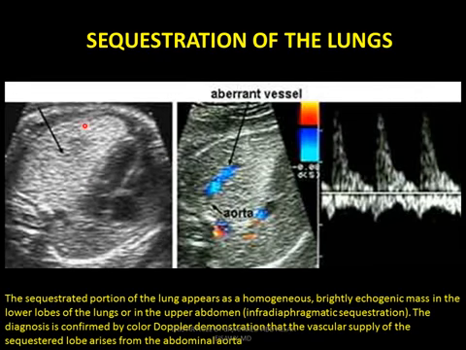Sequestration of the lung: echogenic solid homogeneous mass, no apparent systemic blood supply. Extralobar in the fetus: the sequestrated portion of the lung appears as a homogeneous brightly echogenic mass in the lower lobe of the lung, in the upper abdomen. Infradiaphragmatic sequestration. The diagnosis is confirmed by color Doppler, which demonstrates that the vascular supply of the sequestrated lobe arises from the abdominal aorta.